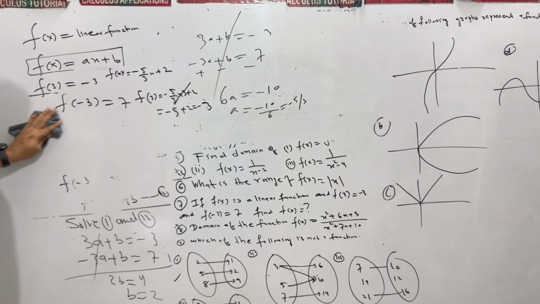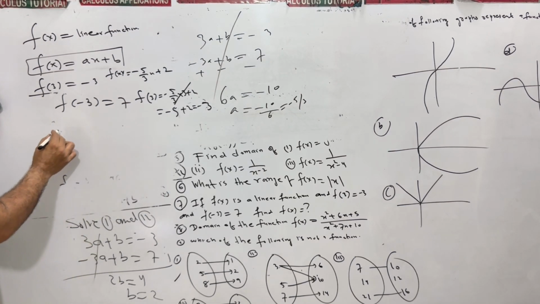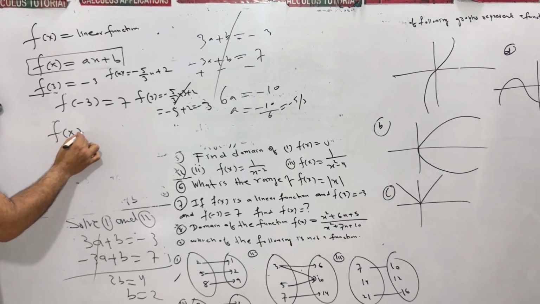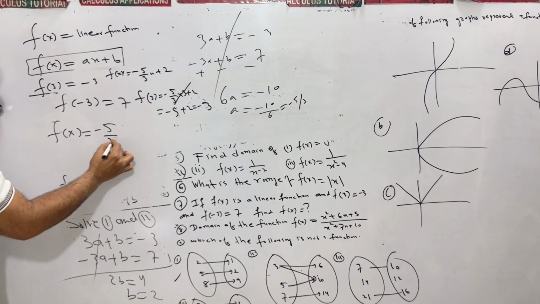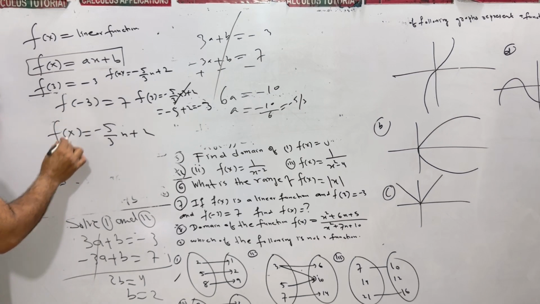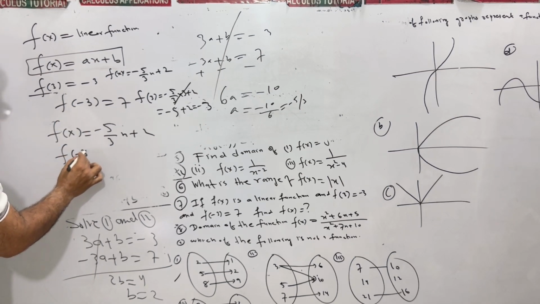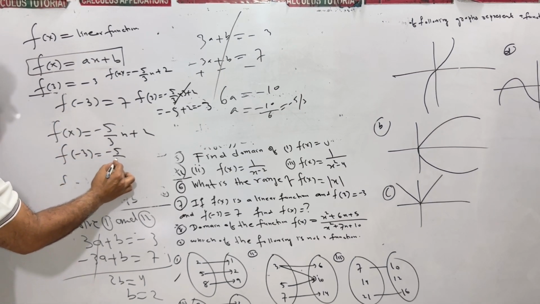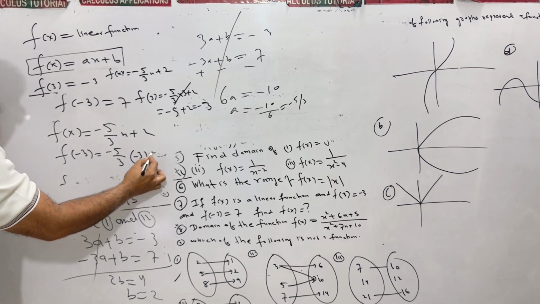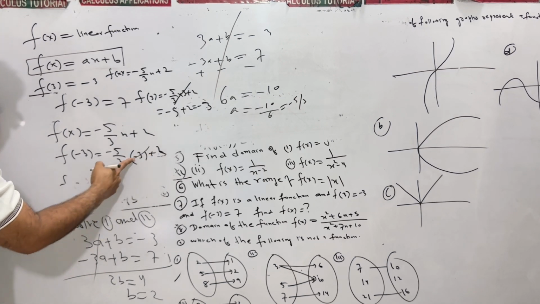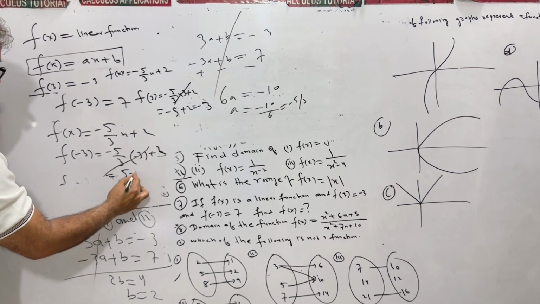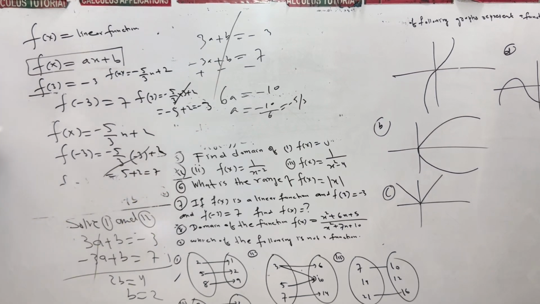whether we are getting 7 or not, let's see. Our function is f of x equals minus 5 over 3 x plus 2. Now plug in x is equal to minus 3. Minus 5 over 3 times minus 3 plus 2. 3 cancelled out, minus times minus is plus. 5 plus 2 is 7.